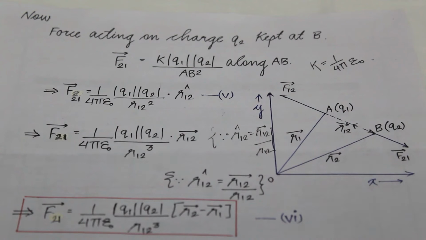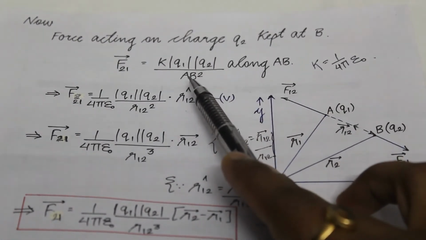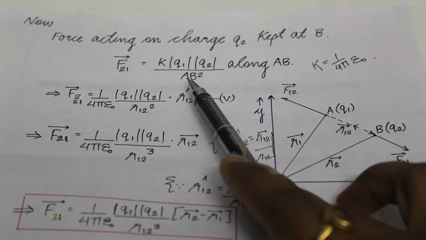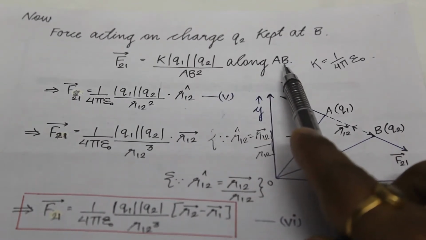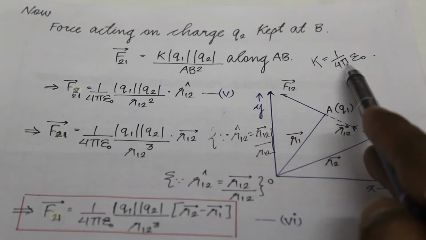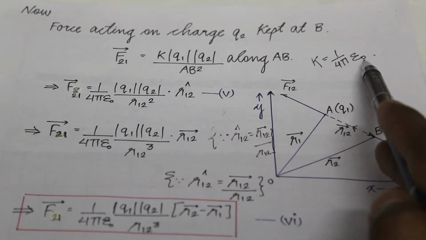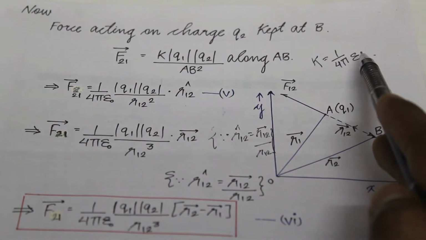So F21 vector is given by K Q1 Q2 upon distance square. This we have learnt in Coulomb's law, that F is given by K Q1 Q2 upon D square, where D is the distance between the two charges. In this case, the distance between the two charges is AB, so I have written AB square. Since it is a vector quantity, I require direction, so I have written along AB. Now K is given by 1 by 4 pi epsilon naught, where epsilon naught is the absolute permittivity of free space, which we have discussed in the earlier lecture.